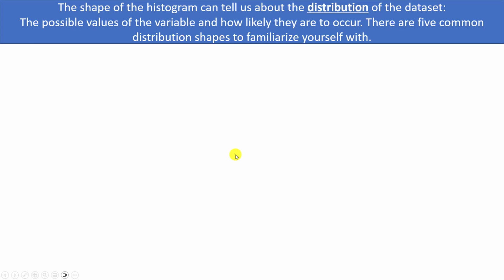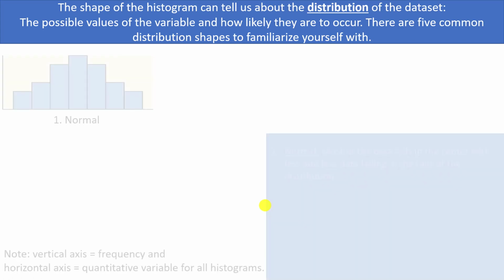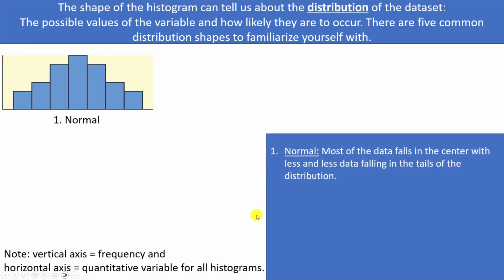And there are 5 common distribution shapes that you should be familiar with. I'm going to show you them here on this slide. This is a very foundational slide, and this is a very important concept. So make sure you're familiar with these 5 different distribution shapes and that you're able to pick them out based on different situations. So the first one, and perhaps the most common distribution shape, is what we call the normal distribution.